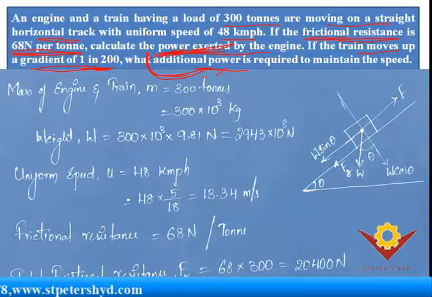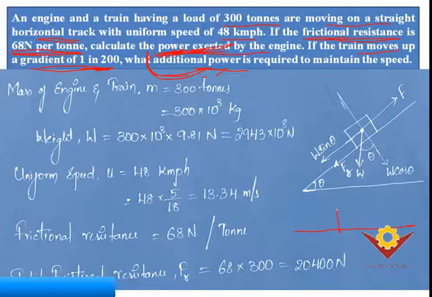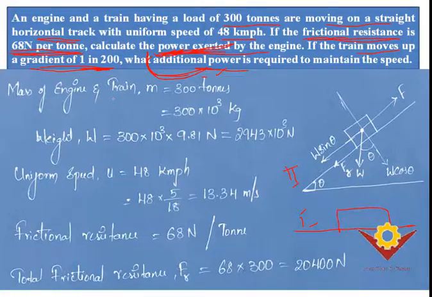See here, this is the second case. The first case is the train moving on a horizontal track, and this is the figure for the second case, and this is the figure for the first case. The mass of the engine and train is 300 tons. You can convert that into kgs, 1 ton equals 1000 kgs. And now convert that mass into weight, multiplying by 9.81. You will get the weight of the train as 2943 into 10 to the power of 3 newtons.